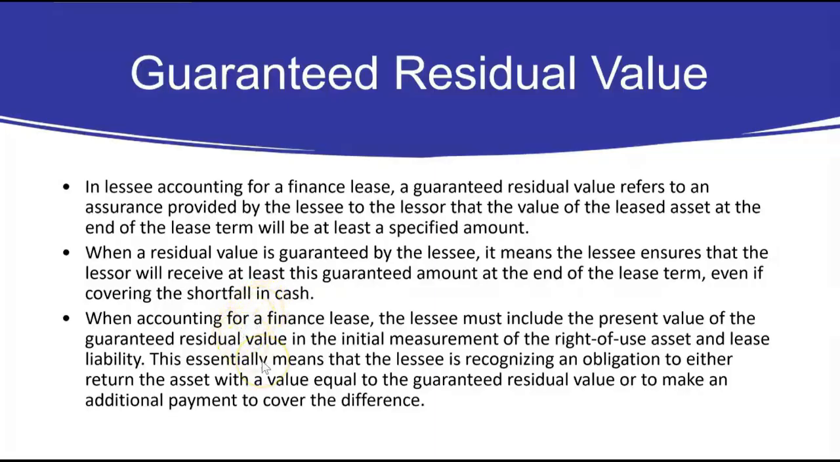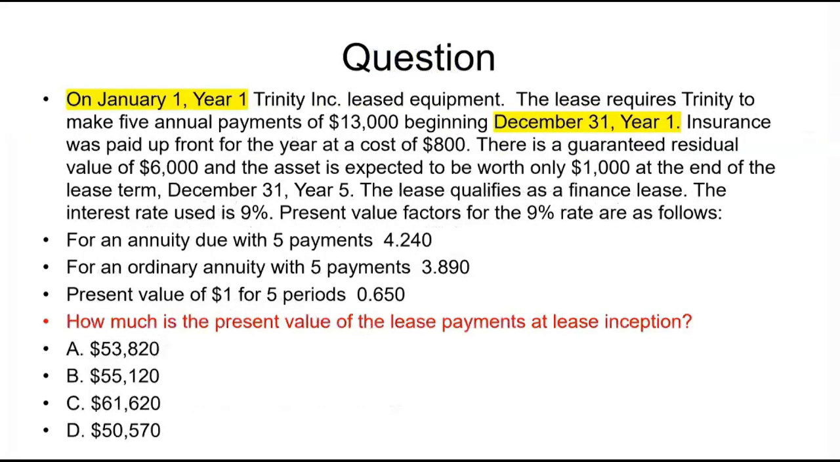So when accounting for a finance lease, the lessee must include the present value of any guaranteed residual value in the initial measurement of the right of use asset and lease liability. And this means that the lessee is recognizing an obligation to either return the asset with a value equal to the guaranteed residual value or make an additional payment to cover the difference. And you can see guaranteed residual value in an operating lease question also, but they're more likely to ask it in a finance lease question. And if you get a question on it, it'll probably look like this.